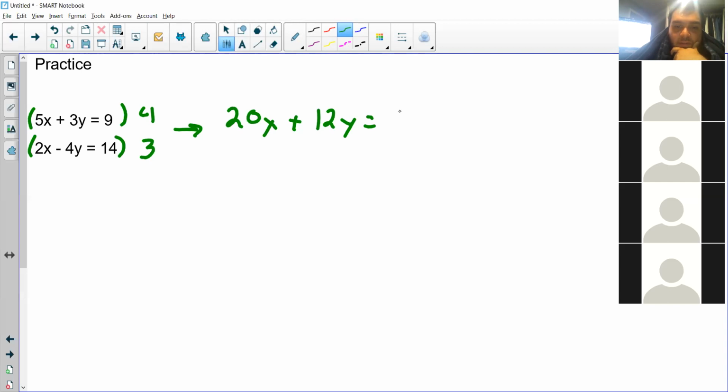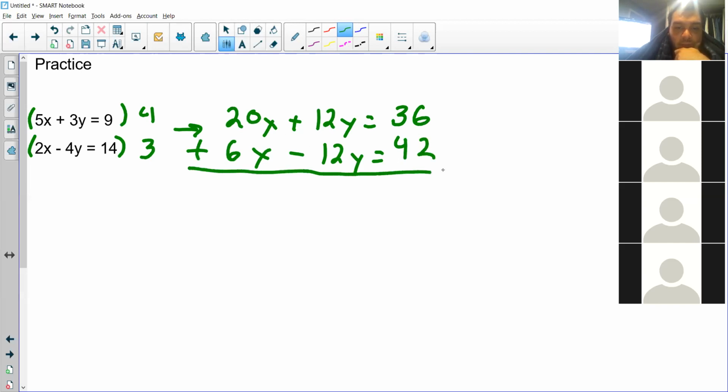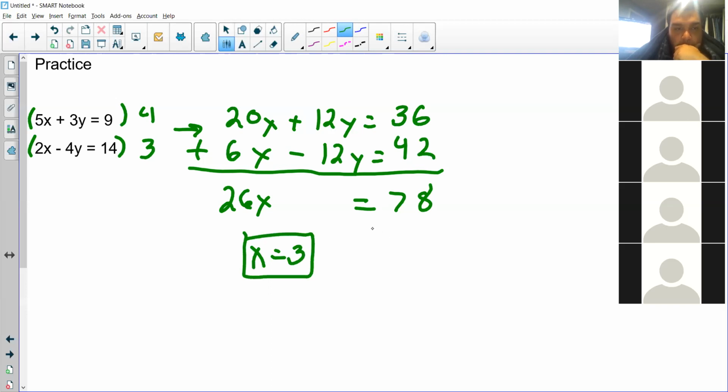9, 18, 36. 6x minus 12y equals 14, 28, 42. They're opposite signs, so we add that. 26x equals 78. Okay, x equals a nice clean 3.